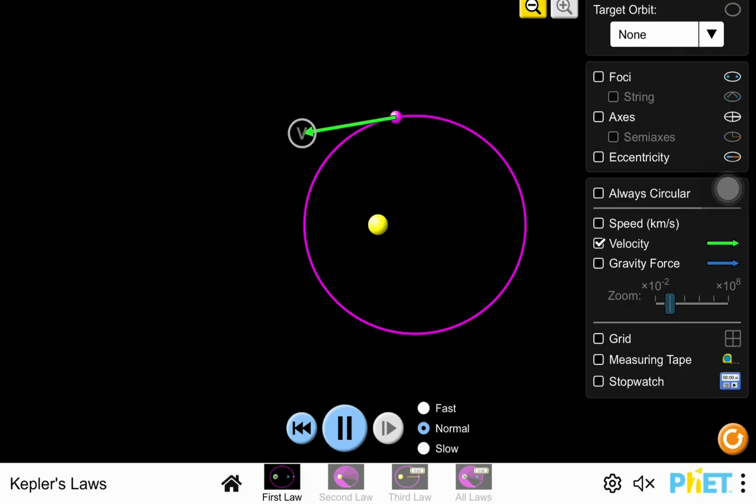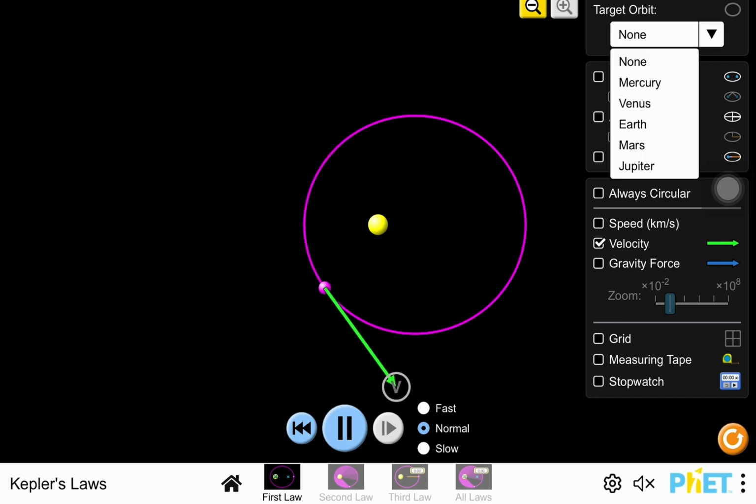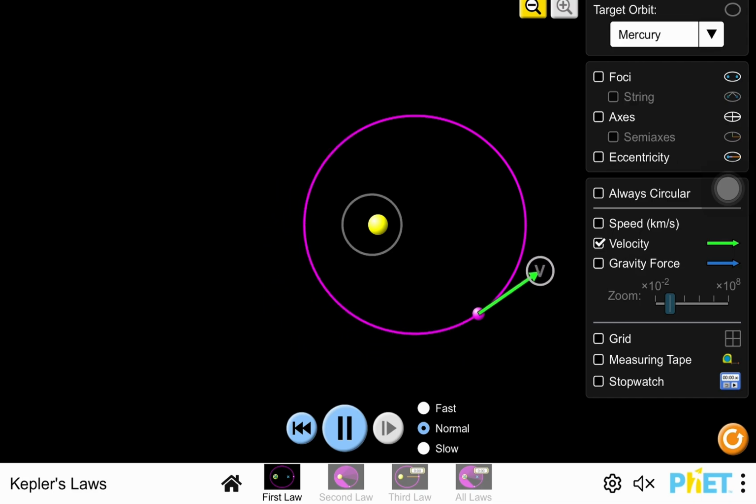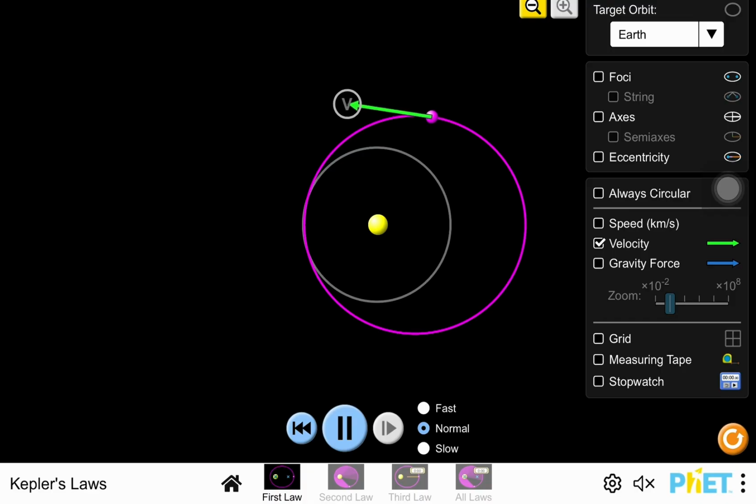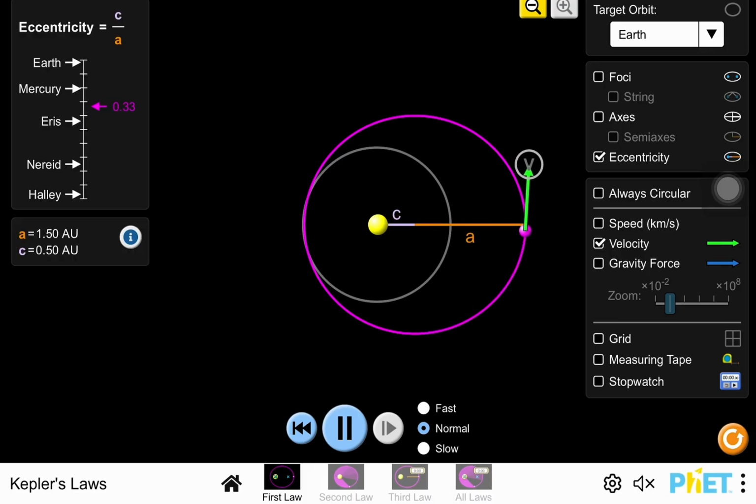If you want the orbit for Mercury, whose orbit is very near to the sun, this is the result. If you want it for Venus, this is the result. And if you want it for the Earth, this is the result. Here you can see that the factor eccentricity is involved. Eccentricity is given by the relation c upon a. Here, the value for c is 0.50 astronomical unit and the value for a is 1.50 astronomical unit. So this is how the simulation of the first law takes place.